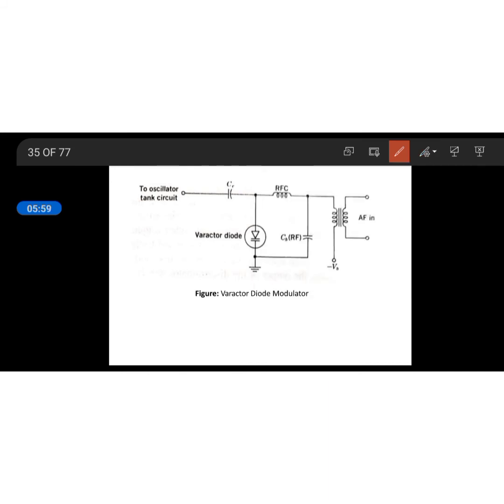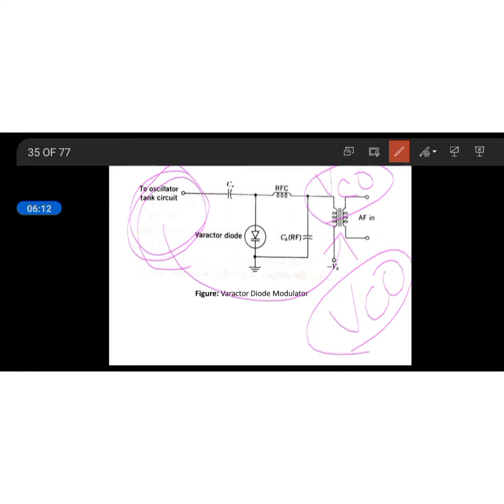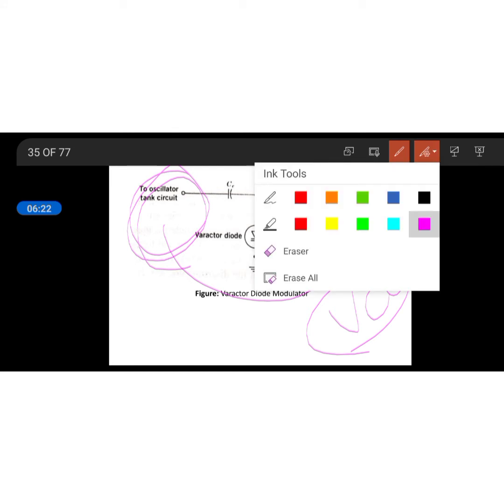This also works as a voltage controlled oscillator, VCO. Voltage controlled oscillator means what? The frequency of oscillation of the tank circuit is controlled by the VCO. The instantaneous frequency of the tank circuit is controlled by applying an external voltage from the modulating signal, which is known as a voltage controlled oscillator.